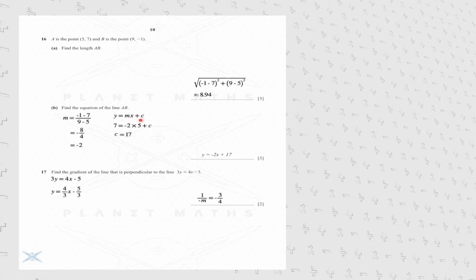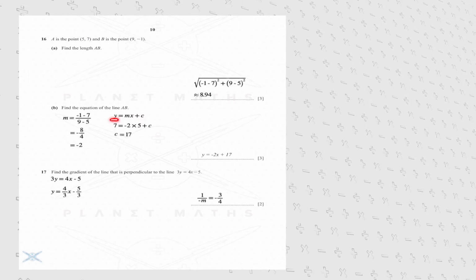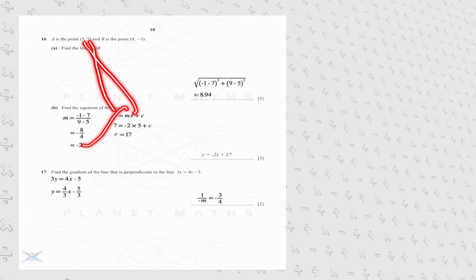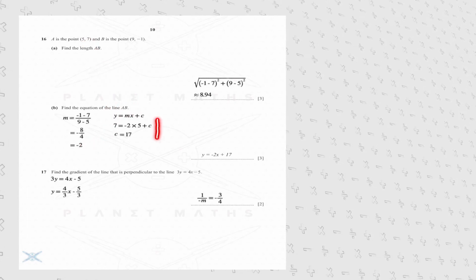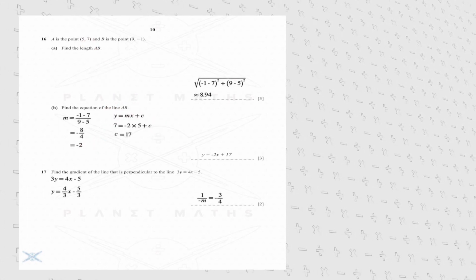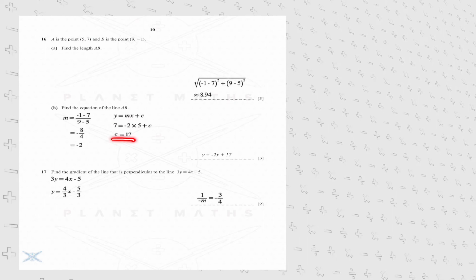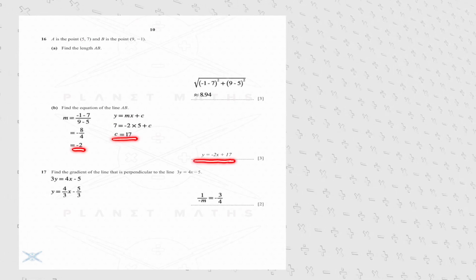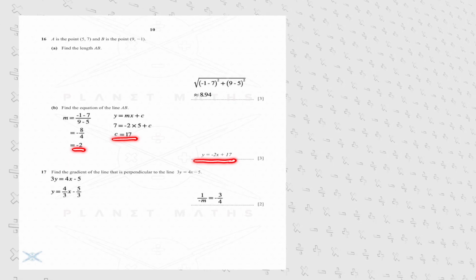So to determine c we need to firstly plug in all of the values for the other variables, namely y, x, and the gradient m. From here we simply need to rearrange our equation for c, providing us with the solution that c equals 17. Now we piece everything together and conclude that the equation of the line AB is y equals -2x plus 17.